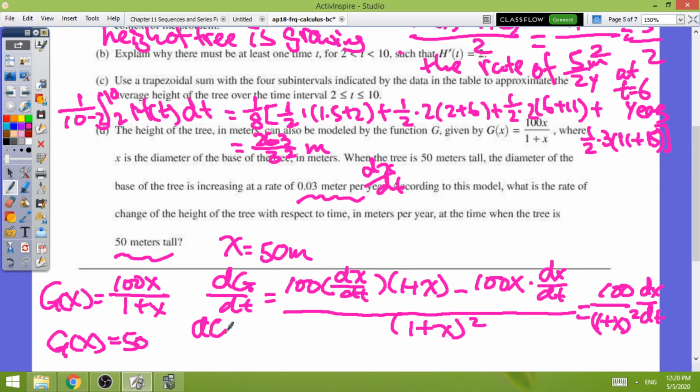So for dg over dt, by plugging a number, 100 over 1 plus 1, because x is the diameter of the tree, quantity squared, times 0.03 meters per year. So eventually it's going to be 3 over 4.